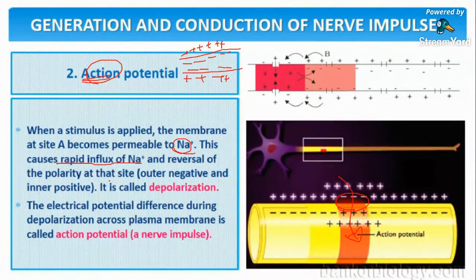So it causes a rapid influx of sodium ions and the reversal of the polarity. Outer side becomes negative, inner side becomes positive, and this condition you will call depolarization. Very, very important. The electrical potential difference during depolarization across the plasma membrane, you will call the action potential and a nerve impulse.